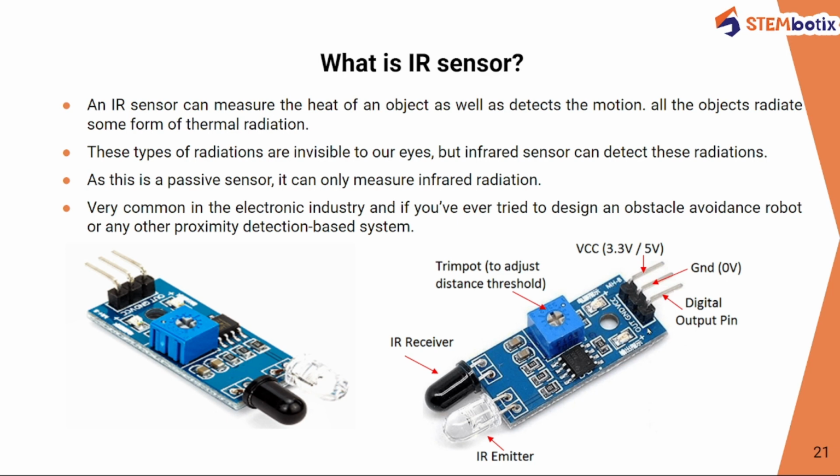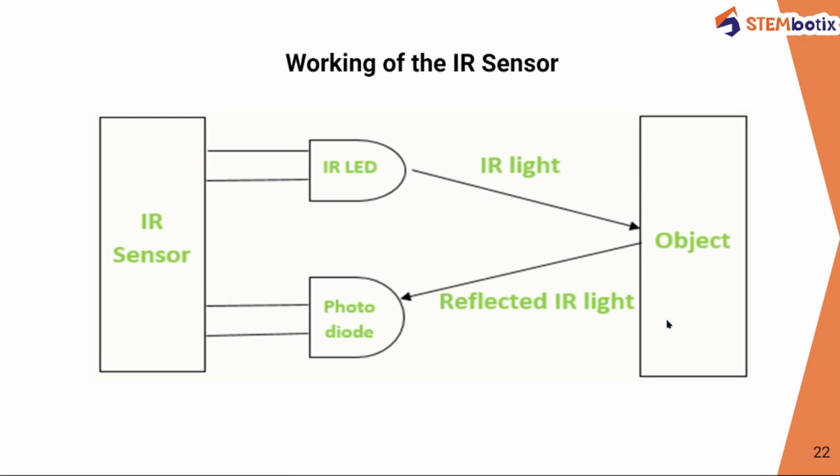The module has 3 different pins. First is the VCC pin, next is the GND pin, and after that is the digital output pin. So the working of the IR sensor is as follows. These are 2 different modules. The first is the photodiode which is going to receive the reflected IR light, and this is the IR LED which is going to emit the light, and this is the object.